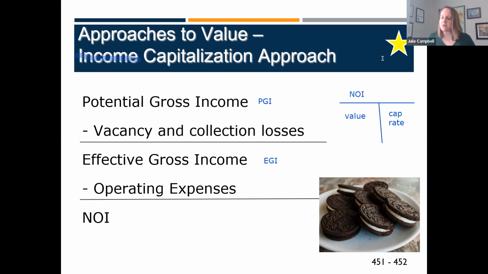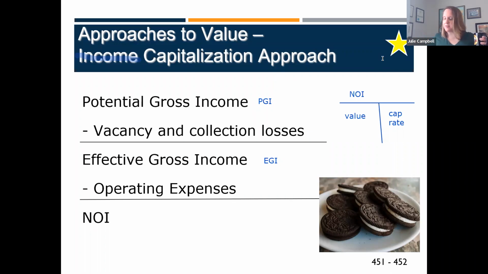This particular property has a 4% vacancy loss. So the dream is the $60,600. The reality is we're only collecting $58,176. From your EGI, you deduct operating expenses. There's your taxes and insurance, maintenance, utilities, repairs, decorating expenses, legal and accounting, advertising, management. Not included in that list is debt service.